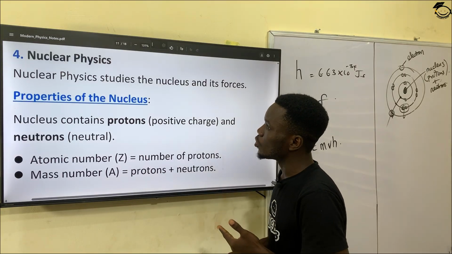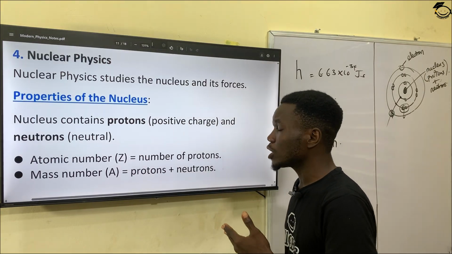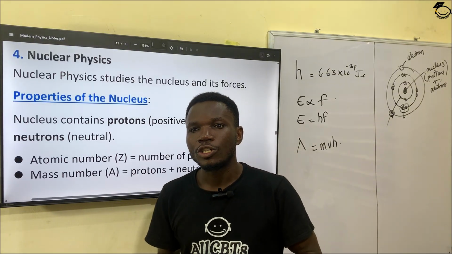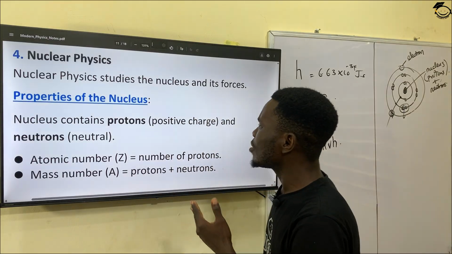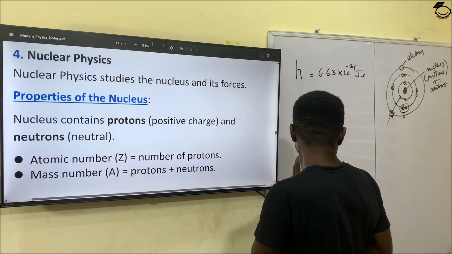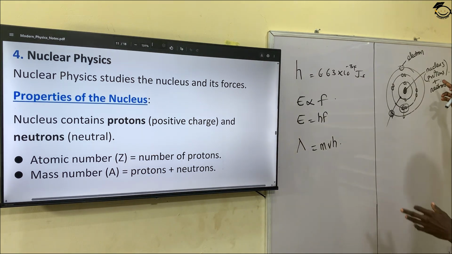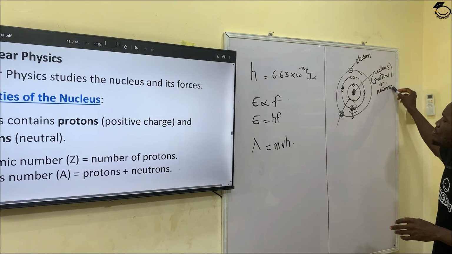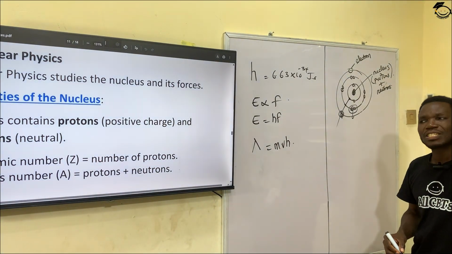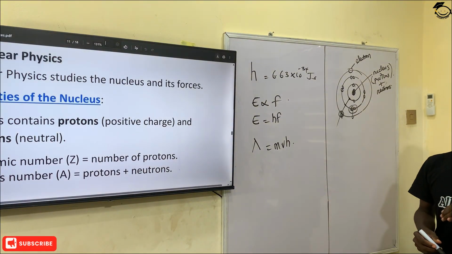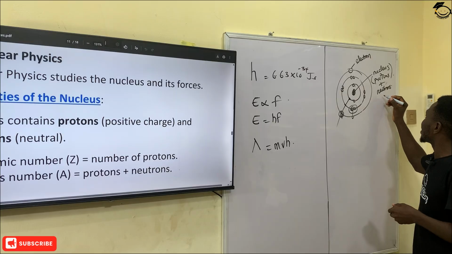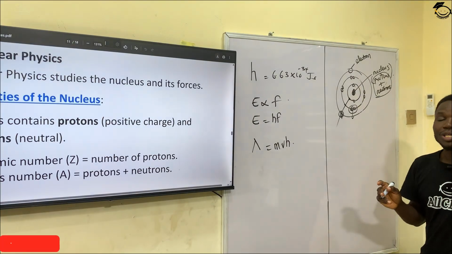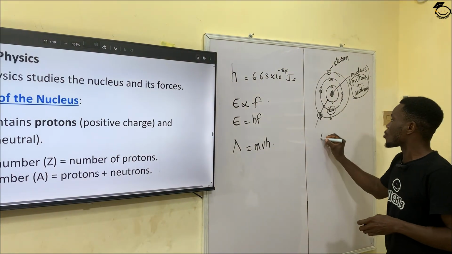So what are the properties of the nucleus? First, the nucleus contains the protons, which are positively charged particles, and the neutrons, which are generally neutral. And I said earlier that inside this nucleus we have the protons and the neutrons. And these protons and neutrons make up what we call the mass number of an element. So the mass number of an element is determined by the number of protons and the number of neutrons. So when you add the protons to the neutrons, what you get is the mass number, which I will represent with A.